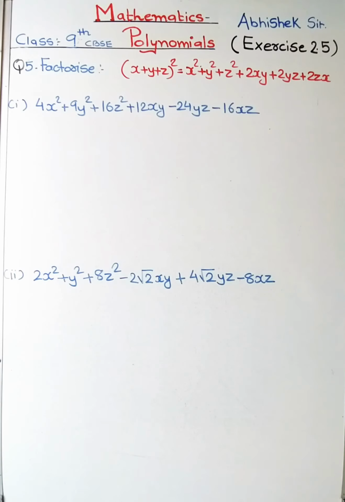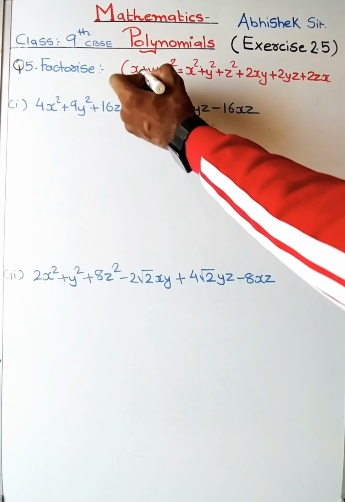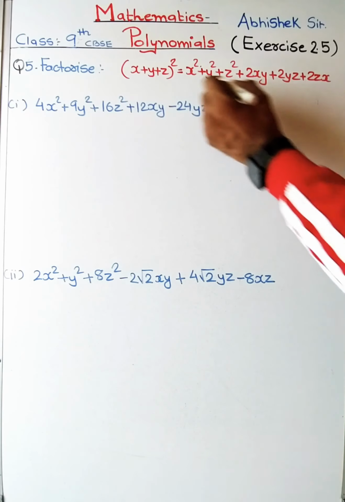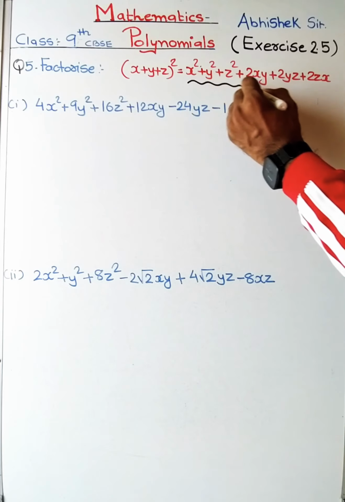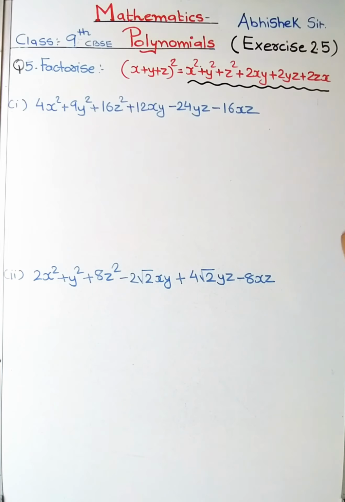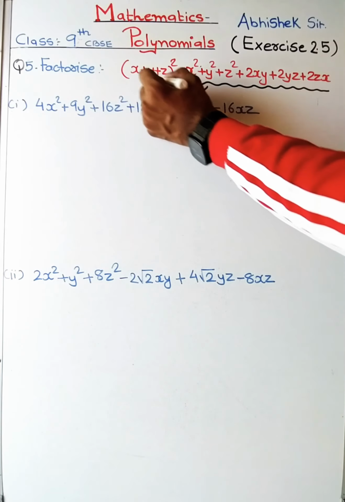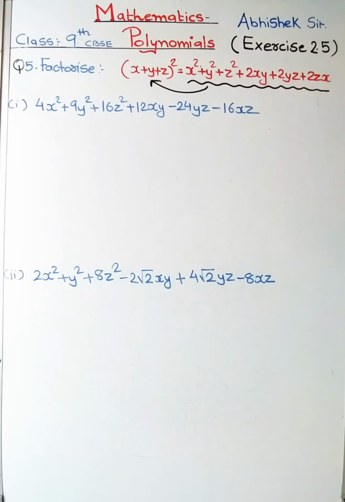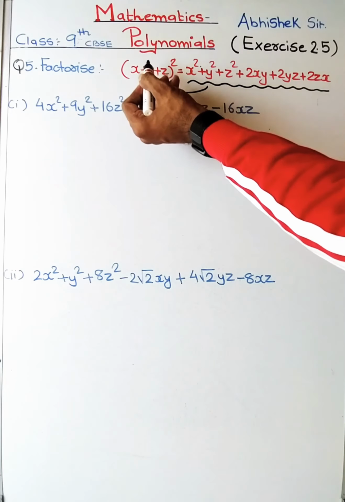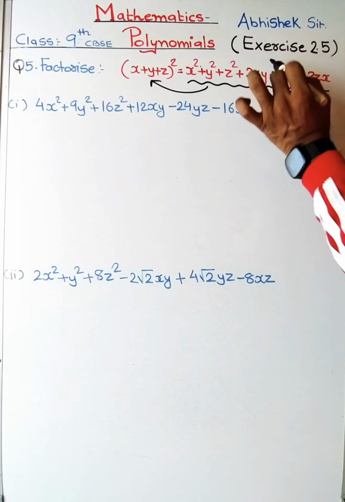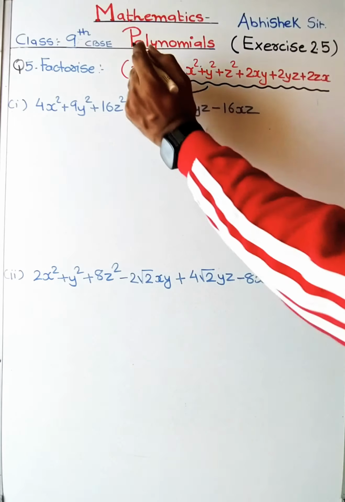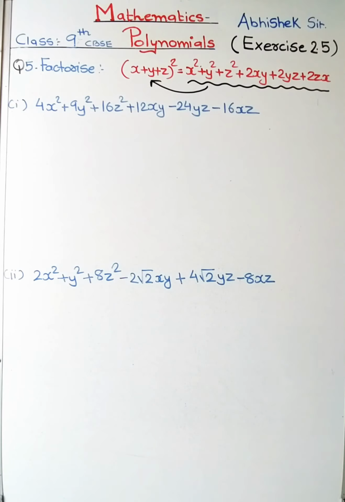Question number 5 is factorize, and again we have to do it with identity. Here I have written the identity. The difference is that we are going to see the questions of this type, and then we will go for the answer of this type. Clear? So from LHS to RHS it is expansion, from RHS to LHS it is factorization. I hope this is clear.